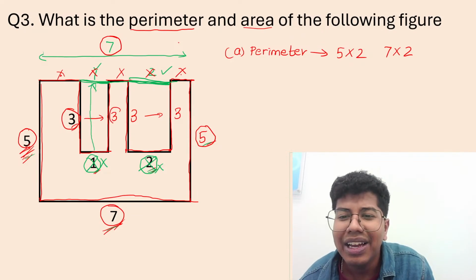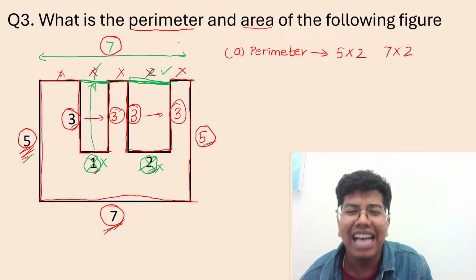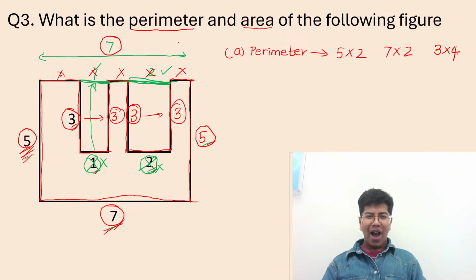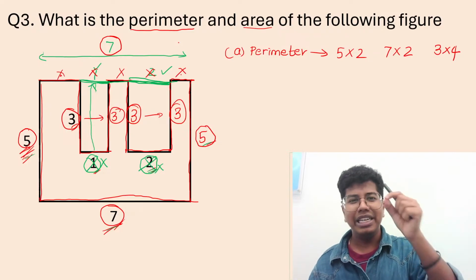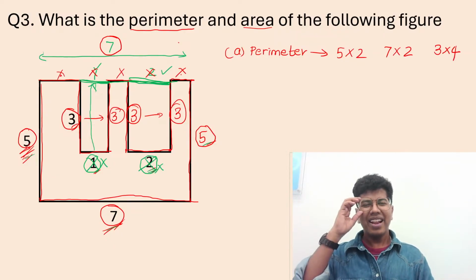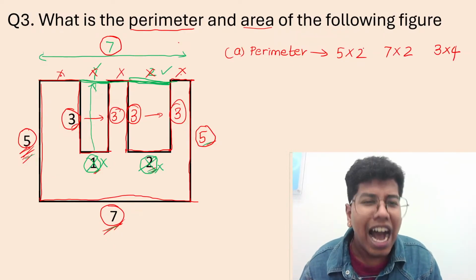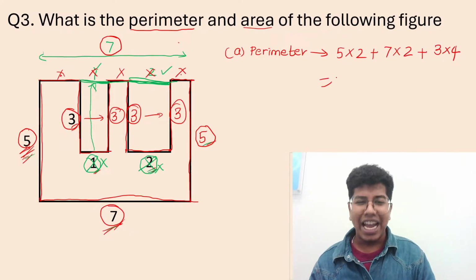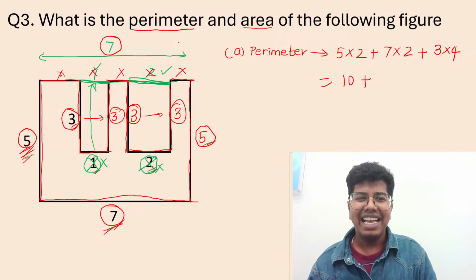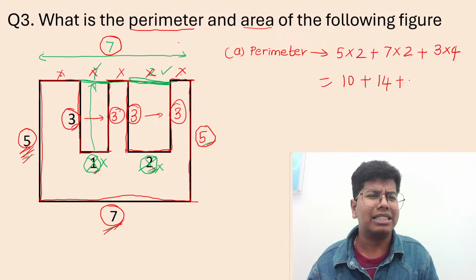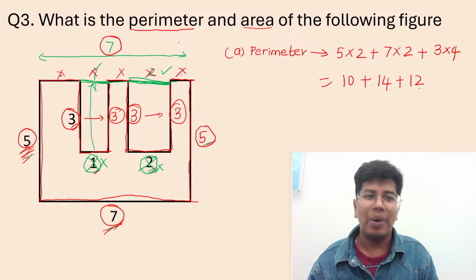There is 1, 2, 3 and lastly this 4. So it's 3, 4 times. And now if I want to calculate the total perimeter of this shape, what should we do? Which sign should we put? Just add. So now here, 5 times 2 is how much? It's 10. 7 times 2, perfect, fast, 14. Plus 3 times 4, again is 12.